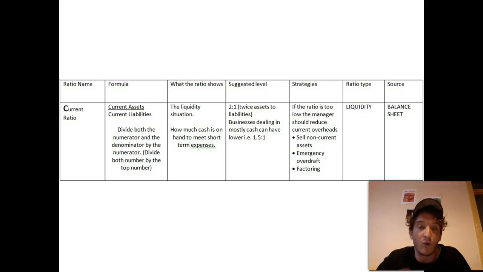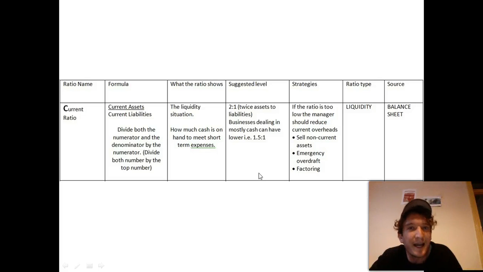You should always definitely have more assets than you have liabilities. But there's a bit of debate around exactly what it should be. 1.5 is generally okay, and 2 means you're in quite a strong position, obviously.